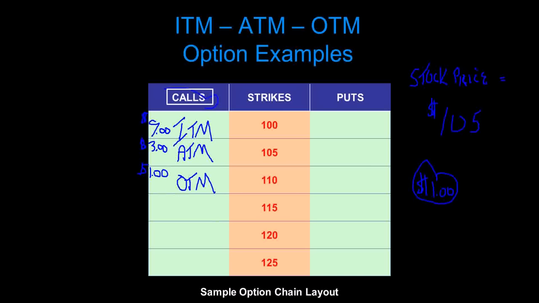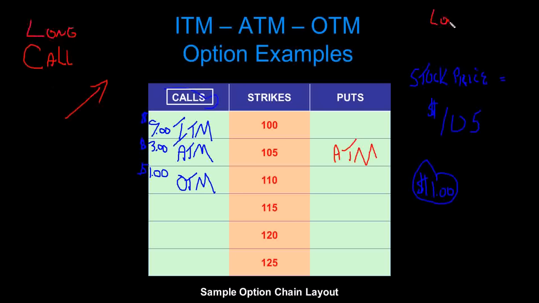Now the puts, as you would imagine, are just the opposite. An at-the-money put is going to be the same as a call. At the money is just what it means. At the money is at the money. But it's going to be just the opposite with a put. Because remember, with a call, you want the prices to go up, all right? I'm basically buying a call, so I'm going long a call option contract. So you want the prices to go up.